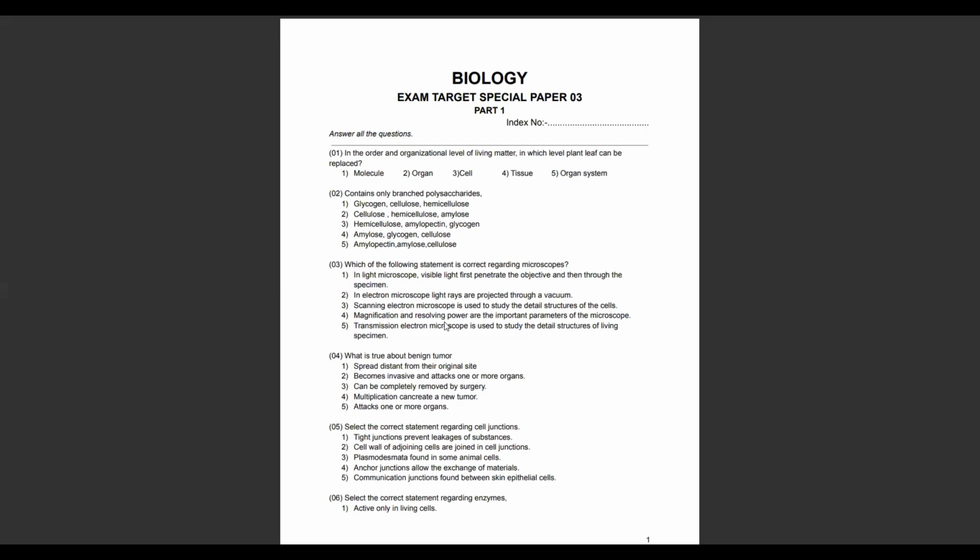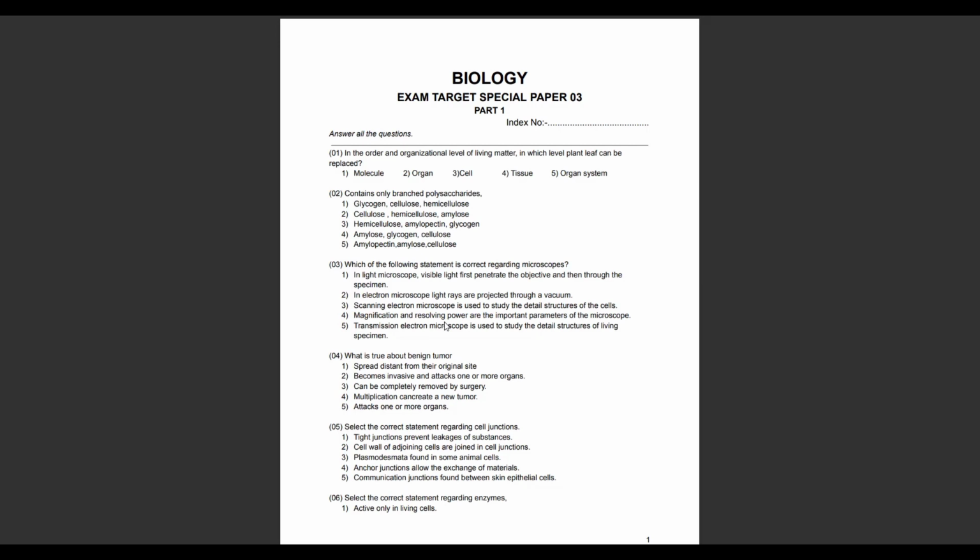Fourth question: what is true about benign tumors? Benign tumor means that if the lump or abnormal cells remain at their original site, it is called a benign tumor. These benign tumors can be removed completely by surgery. We do not consider benign tumors as cancers.